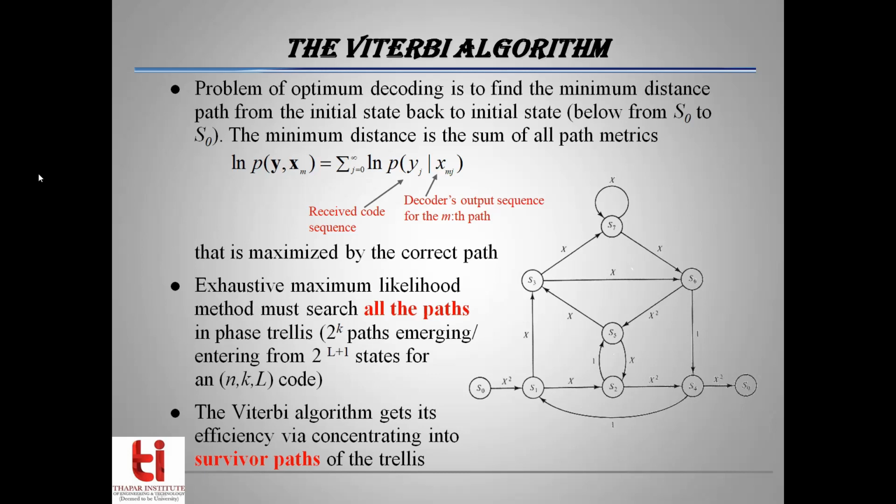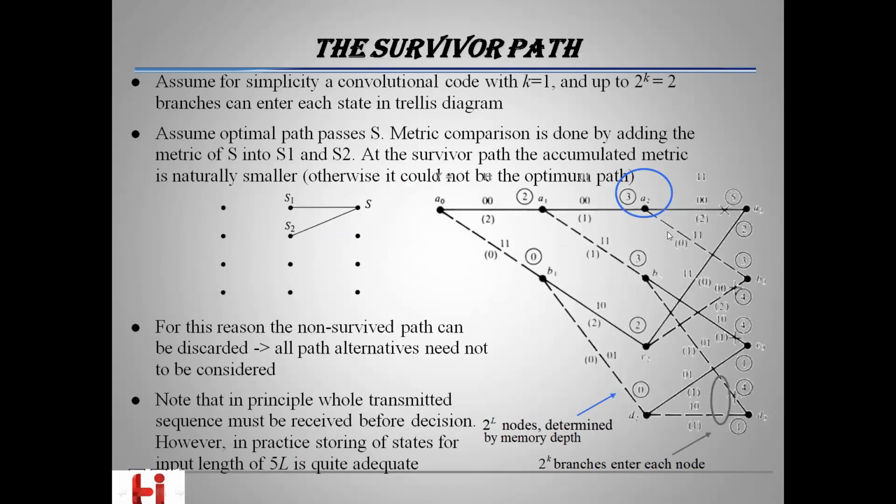The Viterbi algorithm is an alternative to this exhaustive maximum likelihood method, and it gains efficiency by concentrating on what we now call survivor paths of the trellis. In order to understand the concept of survivor path, we need to take an example and have a look at a typical trellis diagram. Assume for simplicity that we have a convolutional code with k equal to 1, and for k equal to 1 we can have at most 2^k, that is 2, branches which can enter each state in the trellis diagram.